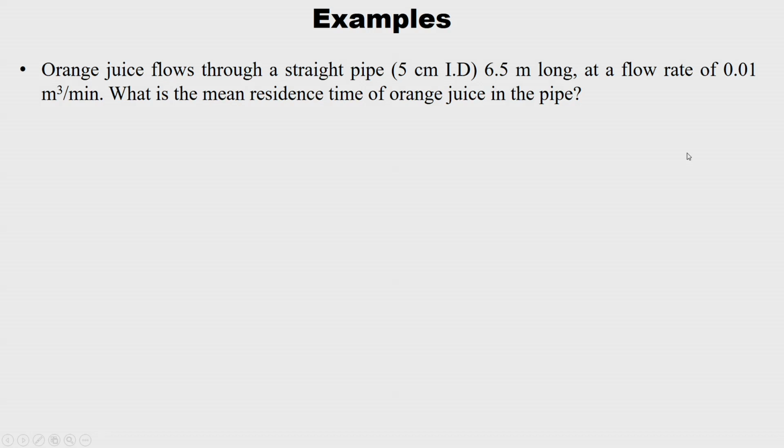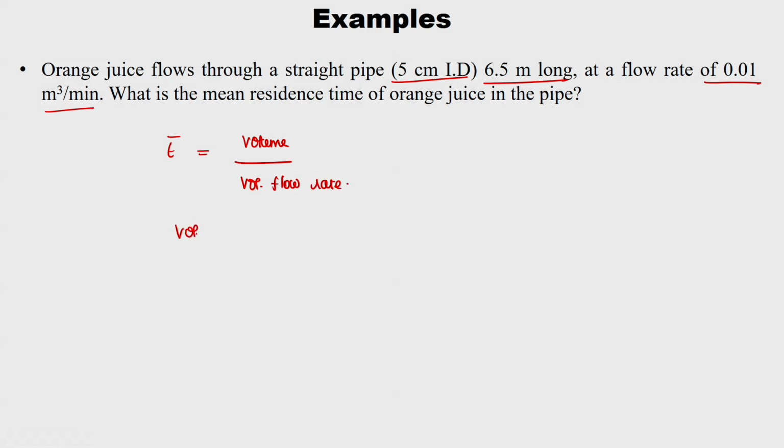And this is about orange juice flowing through a straight pipe. The internal diameter is given and the length of the pipe is given. The flow rate of orange juice is given. What is the mean residence time of the orange juice in the pipe? So, we know mean residence time. In the last lecture itself, or in this lecture also, we have seen the formula, which is nothing but volume upon volumetric flow rate.